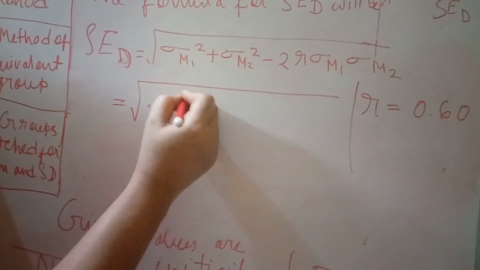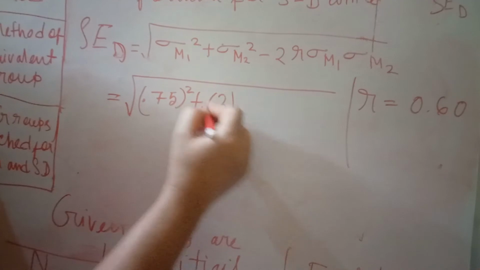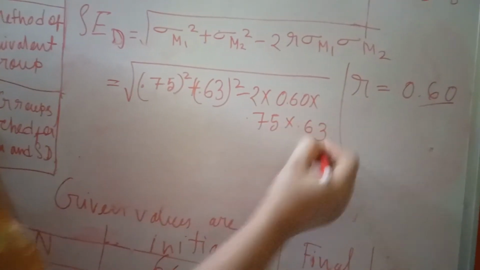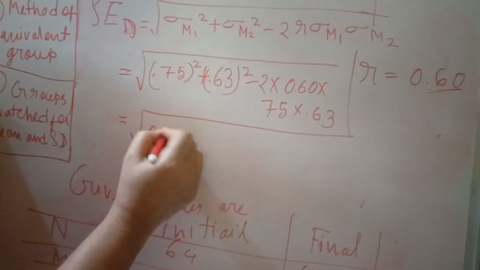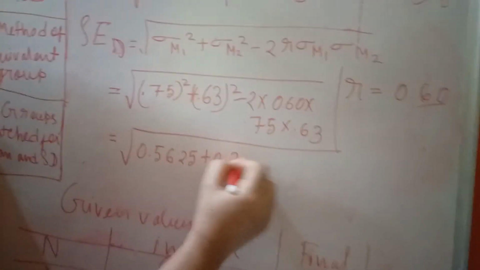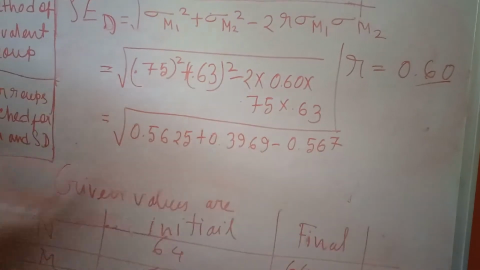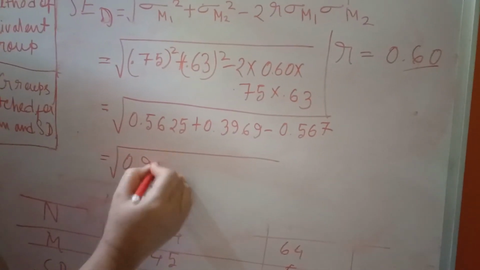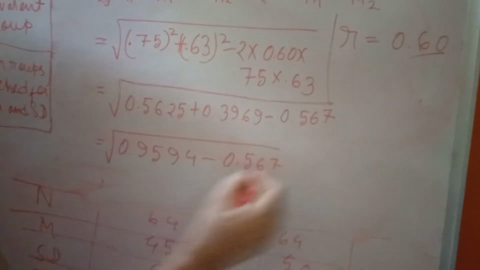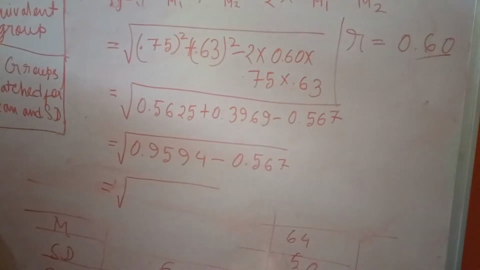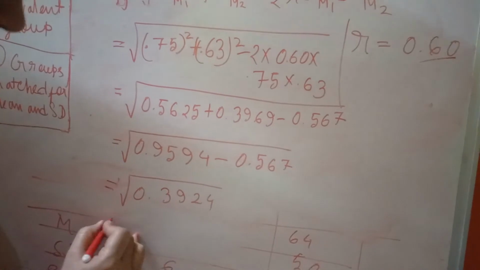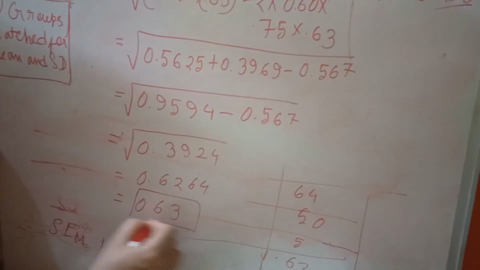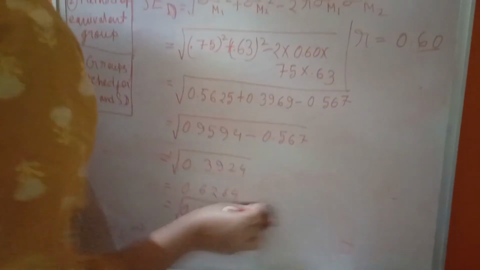That is 0.75 square plus 0.63 square minus 2 into r, that is 0.60 into 0.75 into 0.63, is equal to the square root of 0.5625 plus 0.3969 minus 0.567, which is equal to the square root of 0.9594 minus 0.567. It will be the square root of 0.3924. This will be 0.6264, so we can round it off to 0.63. This is the standard error of D, or difference.